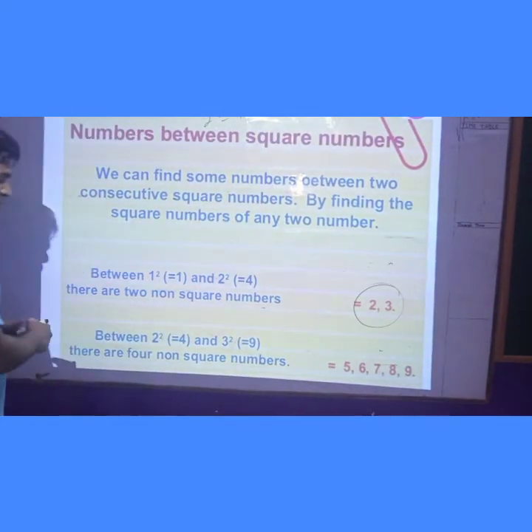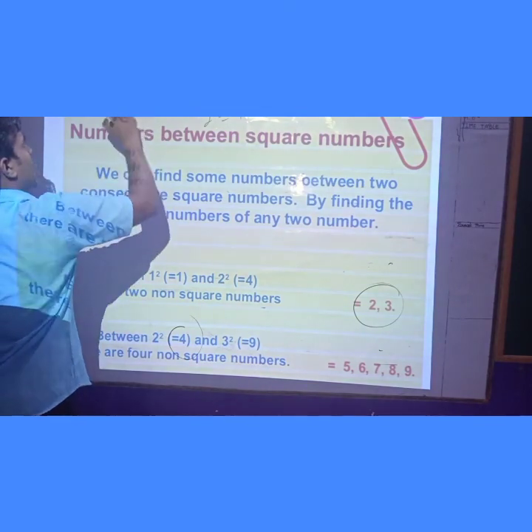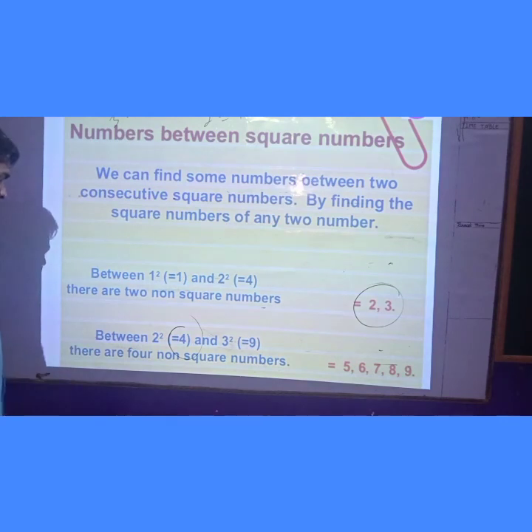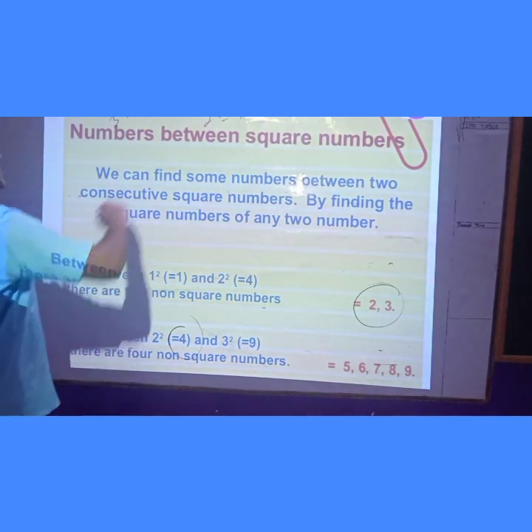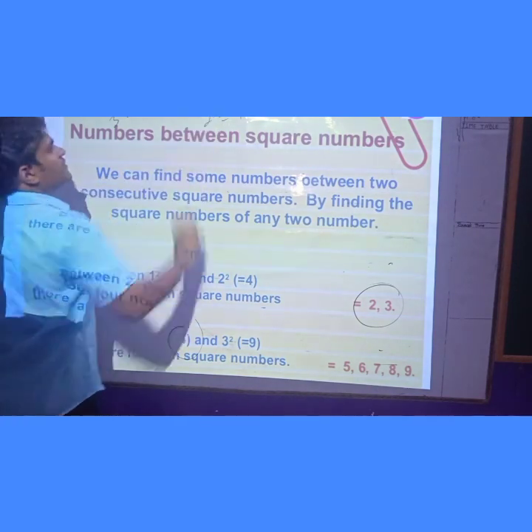So how many numbers will be there? Square of 2 is 4, and square of 3 is 9. Between 4 and 9, there are 4 non-square numbers, that is 5, 6, 7 and 8. Any doubt?